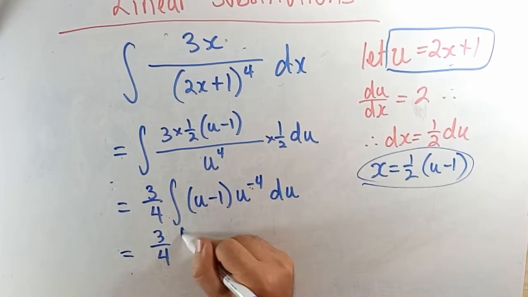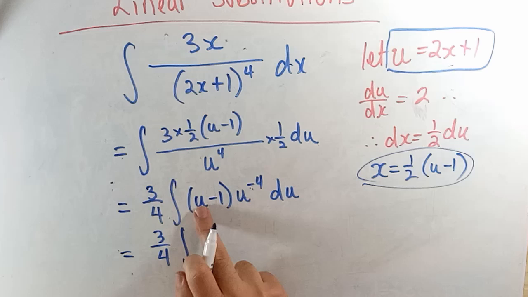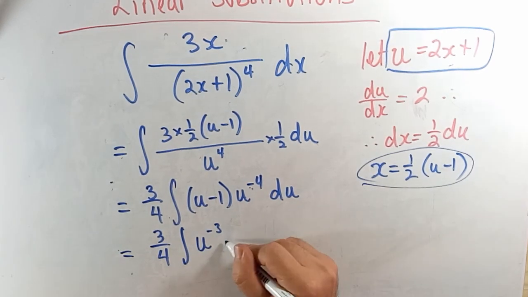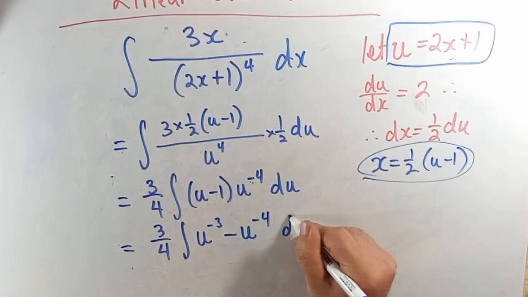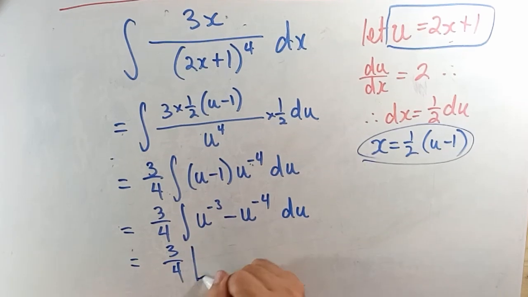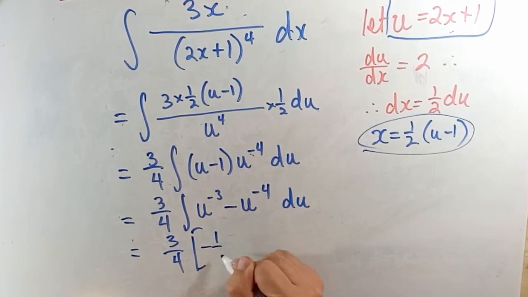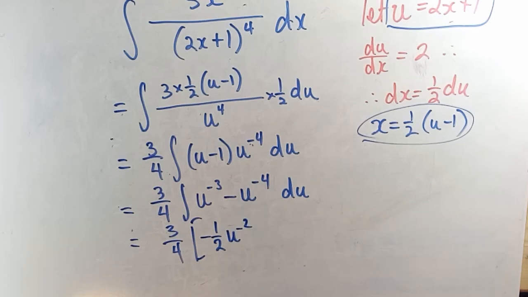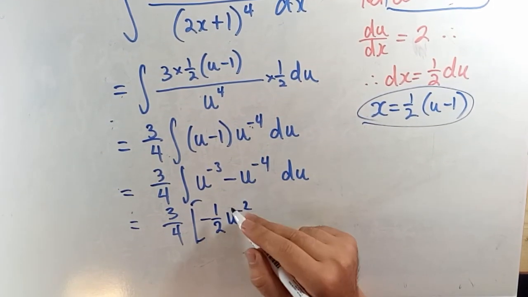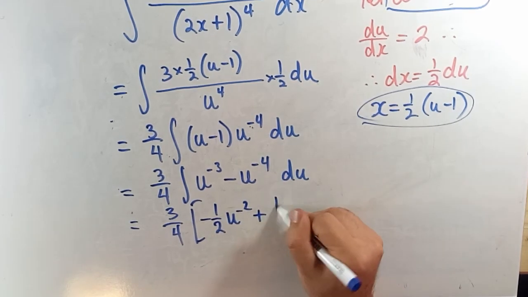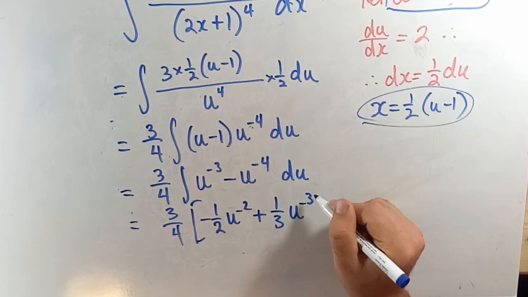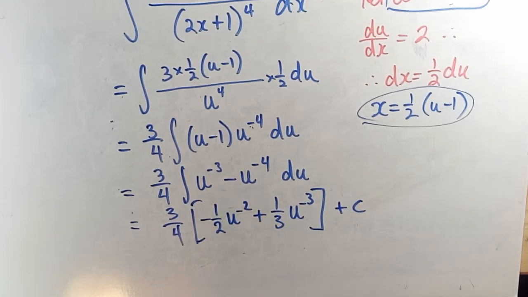So I've got 3 on 4 bracket. Let's expand this out. I get u to the negative 4 times u to the 1 is u to the negative 3, minus u to the negative 4 du. Okay, now we're getting somewhere. This should be fairly easy to do. Add 1 to the power, divide by the new power: negative 1 on 2 u to the negative 2. Add 1 to the power, divide by the new power: I'm going to end up with positive 1 on 3 u to the negative 3, with our plus c at the front.